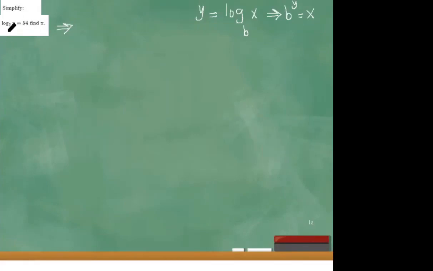My base here is 2, so I'm going to start with that. It would be 2 to the power of 54 is equal to x. That's my argument, they call it. And this is it. X is equal to 2 to the power of 54. We can leave the answer just like that, or we can use a calculator and raise 2 to the power of 54, but this is just fine.